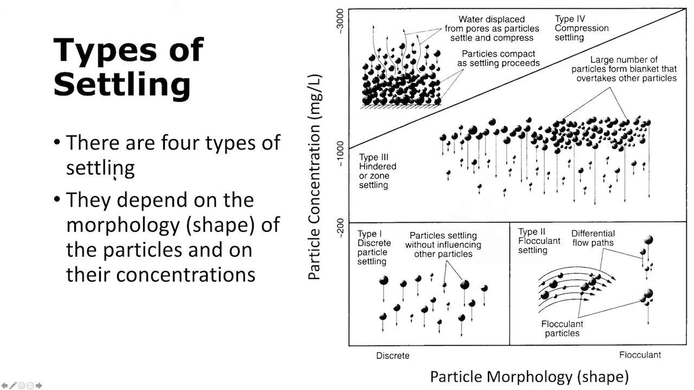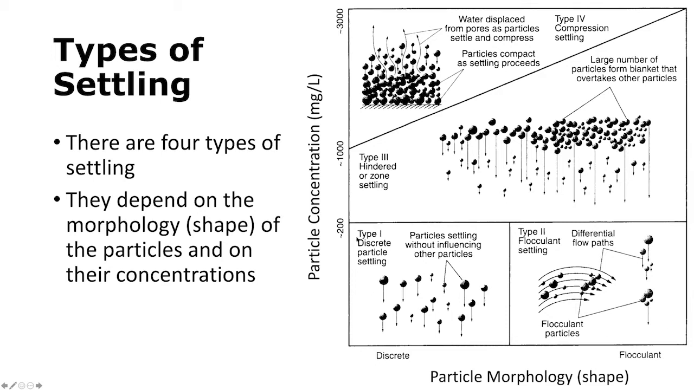So there are 4 different types of settling. They depend mostly on the shape of the particles and on their concentrations. If we see this graphic here on the right, on the y-axis we have the particle concentrations, so we have lower particle concentrations here at the bottom and higher particle concentrations up here at the top. And on the x-axis here we've got the shape of the particles. So if it's more of a discrete shape, individual discrete particles, or particles that are coagulated into flocs, flocculent shape on the right hand side of the axis.